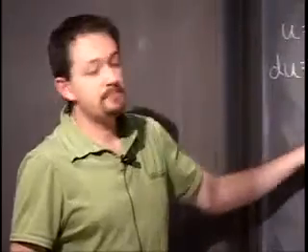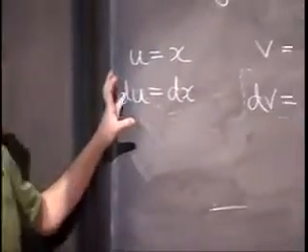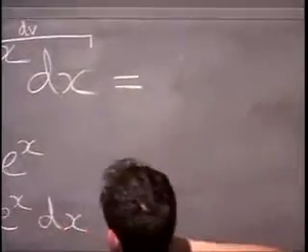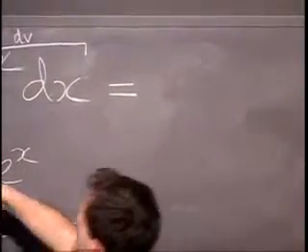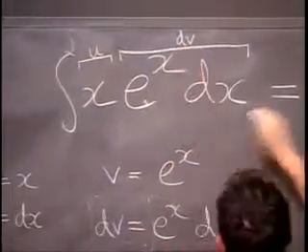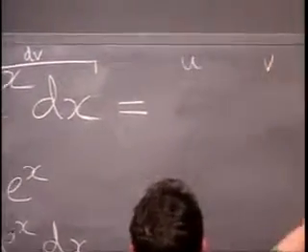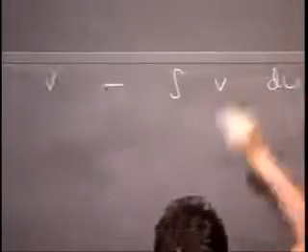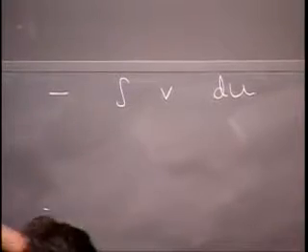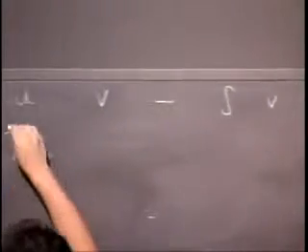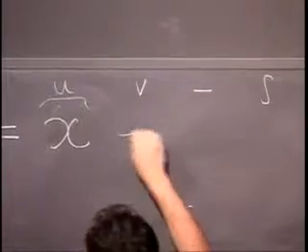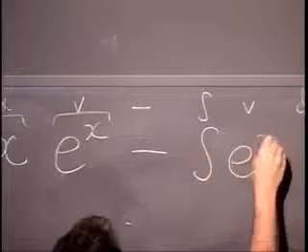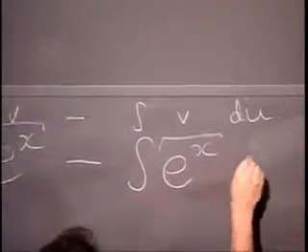This is our little template in this admittedly simple example. But I'm going to apply the integration by parts formula as written on the previous board. The integral of u dv is uv minus the integral of v du. And the reason I've written it up there is so that I can write u is x, v is e to the x, minus the integral of v, e to the x again, du is just dx.